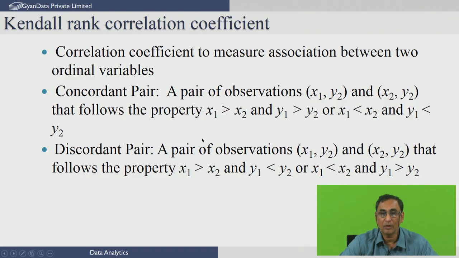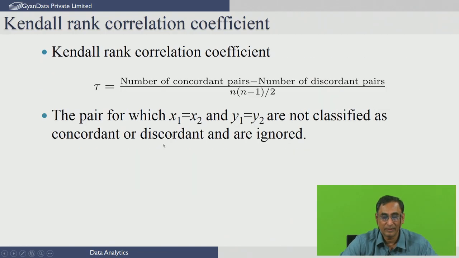On the other hand, if there is an opposite kind of relationship, so if you take two data points x1, y1 and x2, y2, and we find that x1 is greater than x2, but the corresponding y1 is less than y2, or if x1 is less than x2 but y1 is greater than y2, then we say it is a discordant pair. So, we take every pair of observations in your sample and assign whether it is a concordant or discordant pair. Let us take an example and look at it.